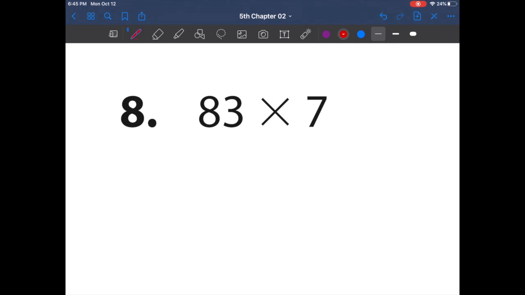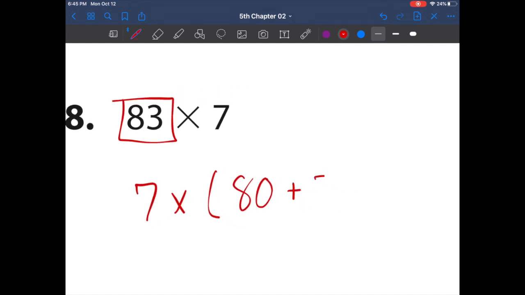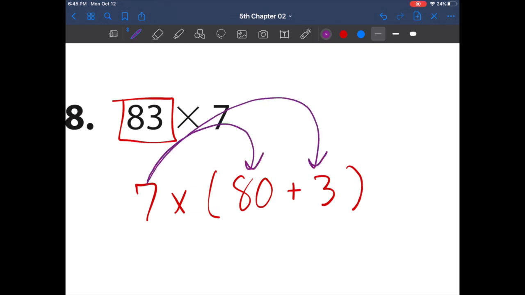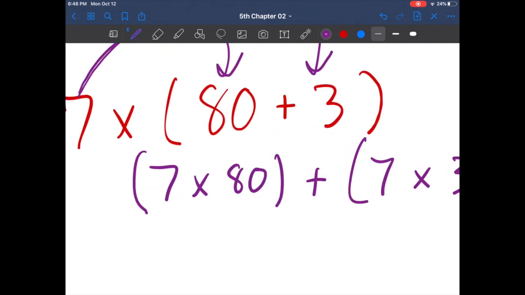Let's try another one. Well, it looks like they put the 83 in front this time. Doesn't matter. It's the exact same thing. So let's break up this big number into two easier numbers for us to add. So let's see. 7 times, I'm going to do 80 plus 3. Remember, we want to do the distributive property, some rainbows. So let's draw some rainbows. We know the rainbows mean multiplication. So let's just do our multiplication. 7 times 80 plus 7 times 3.